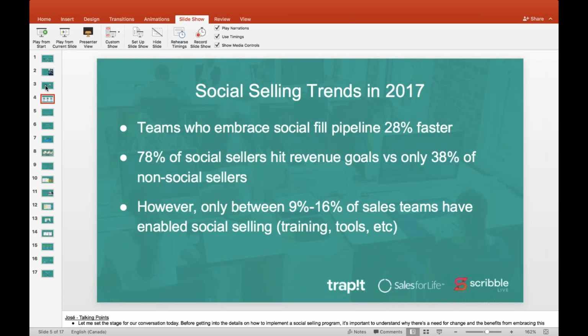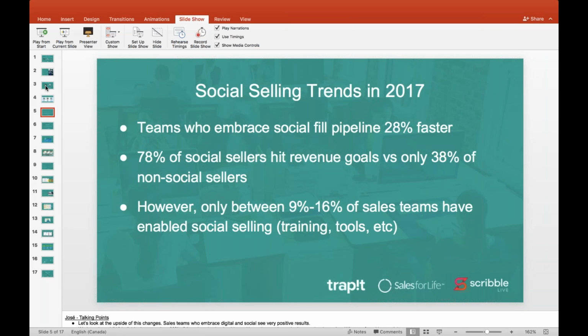So if we can go to the next slide, Omar, I can dig a little bit deeper into the benefits that those who adopt social are already seeing in their process. So teams who embrace social selling fill pipeline 28% faster. And not only do they fill pipeline faster, but they also hit revenue goals more than non-social sellers.